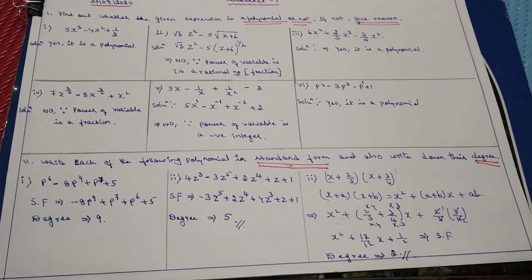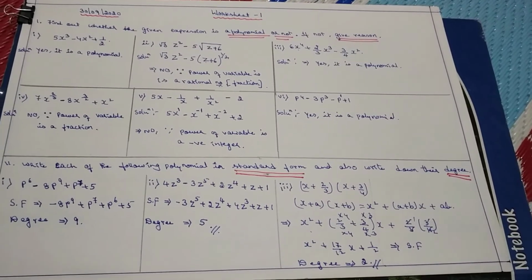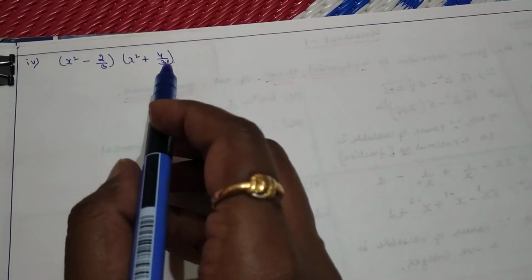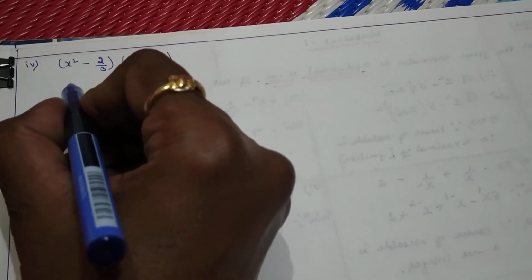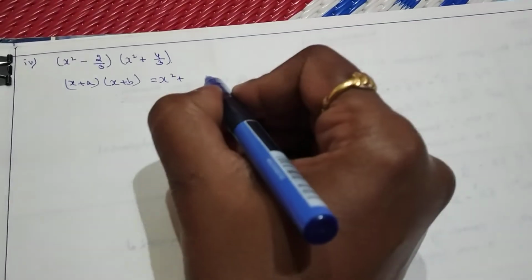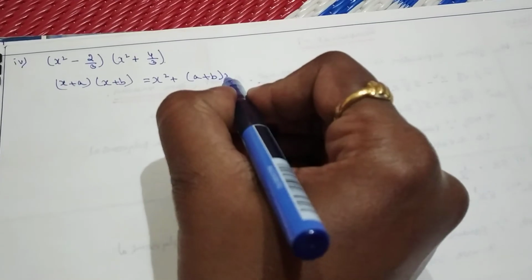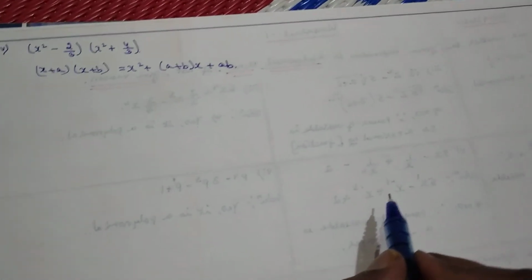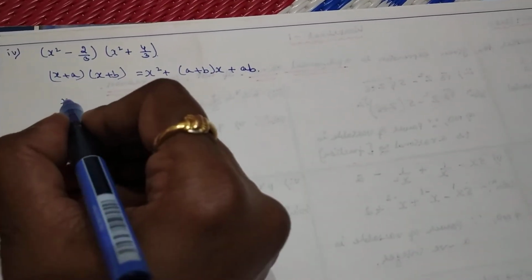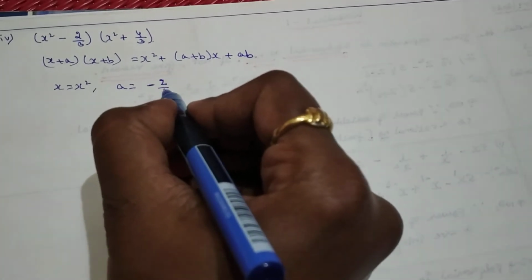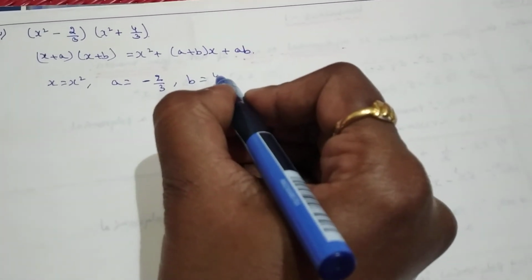Now let me move to the fourth sub question. Fourth sub question, (x square minus 2/3)(x square plus 4/3). This is also in the form of (x + a)(x + b) = x square + (a + b)x + ab. Clear? Now compare: the value of x is x square, the value of a is minus 2 by 3 and the value of b is 4 by 3.